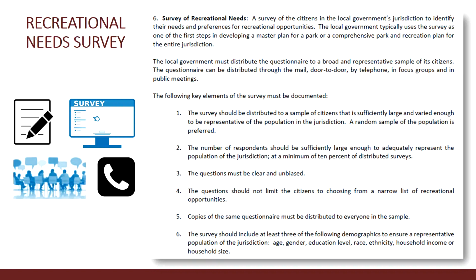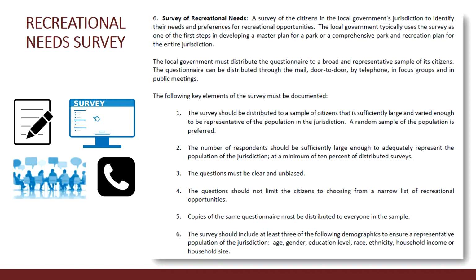Again, the survey should be distributed to a random sample that's varied enough to be representative of the population. The number of respondents is large enough to adequately represent the population. We're looking at the 10% range. Questions must be clear and unbiased. You should not limit citizens from a narrow list of recreation opportunities. Everybody has the same questionnaire. I mean, you may have a questionnaire, one's in English, one's in Spanish, but it's the same questions.